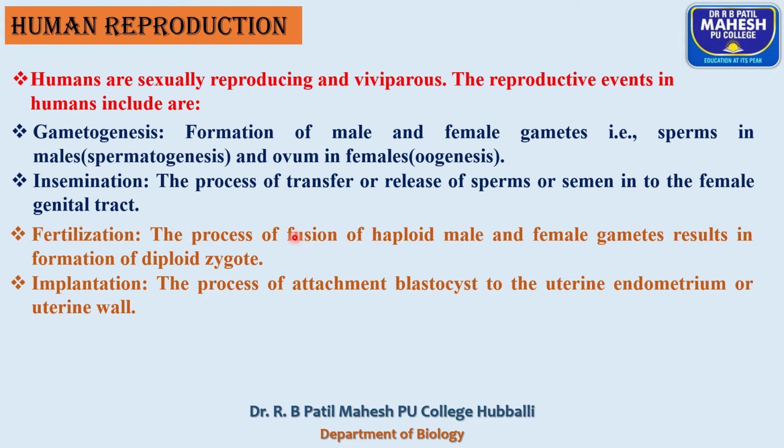One very important thing you remember, the zygote we call a totipotent cell, because it has the capacity to develop into a new individual. Soon after fertilization, the diploid zygote enters into three developmental stages. One is cleavage, second one is blastula, and third one is gastrula.